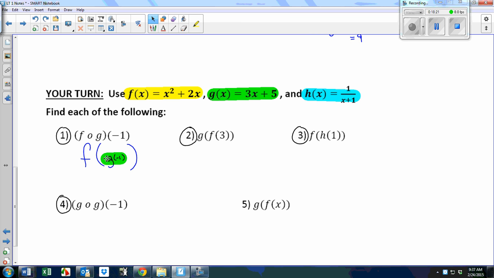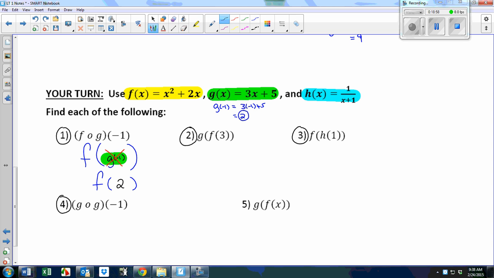G of -1 is telling you take -1, go to the function g, the middle function, and put in a -1. When you do that, g of -1 gives you 3 times -1 plus 5, it gives you 2. So your input of -1 gives you an output of 2. That output value of 2 becomes your input into a different function, f.